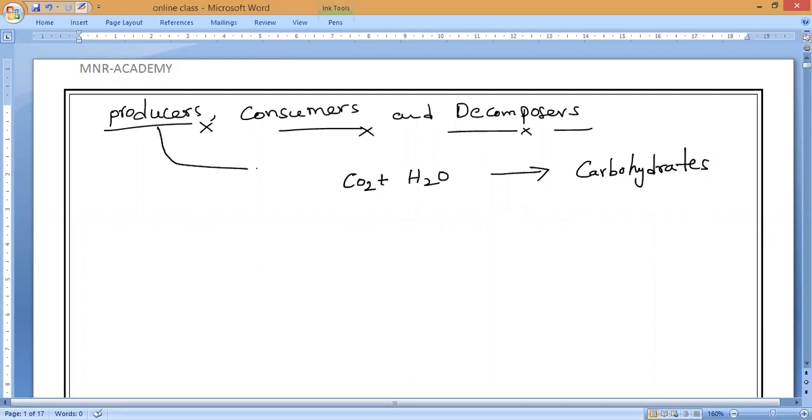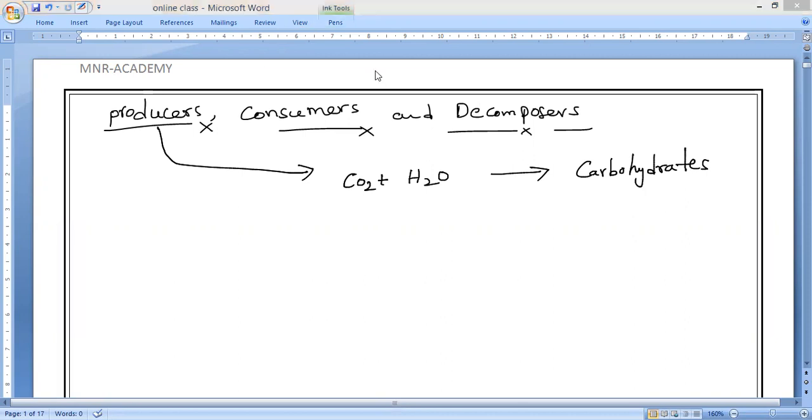So producers are those which make food. Primarily, they synthesize the food on their own. They are called producers. What is the example of producers which you studied, guys? Green plants. Green plants are called producers in this living world. Is it yes or no?